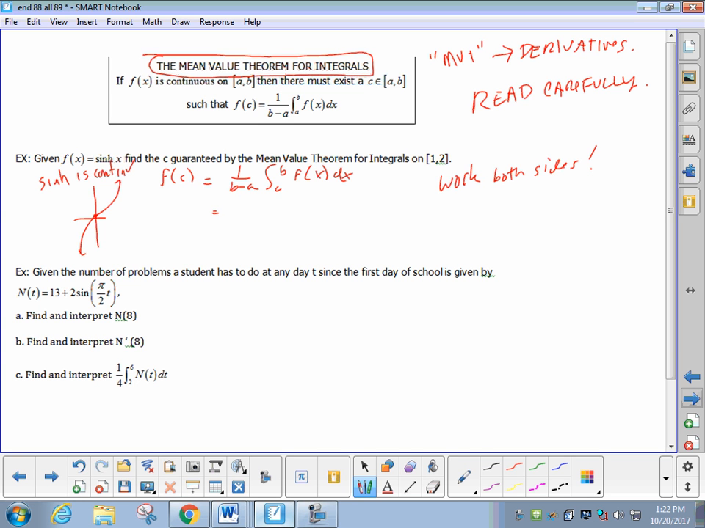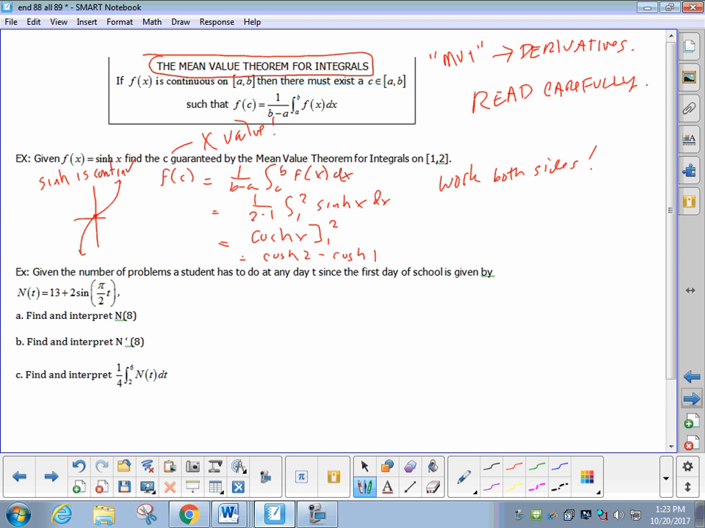Yes, we find the average value. We say 1 over 2 minus 1, integral from 1 to 2 of sinh x. The antiderivative of sinh is cosh. And we would evaluate from 1 to 2, so we'd get something like cosh 2 minus cosh 1. And at that point, it's pretty well played out. Now, all that said, it doesn't say find the average value. It says find the c guaranteed by the mean value theorem. In other words, there is a place where the average value is made. Find it. I'm looking for an x value.